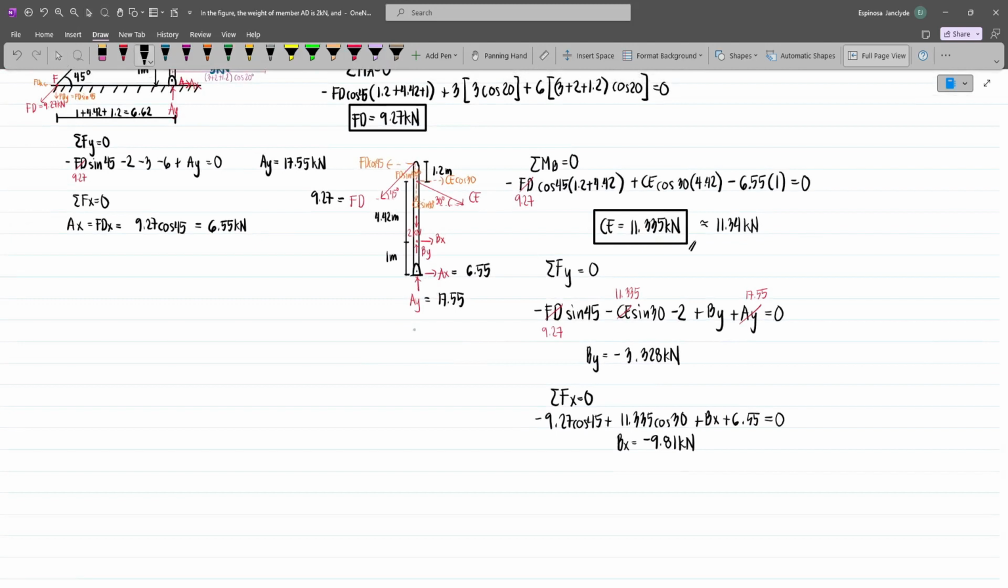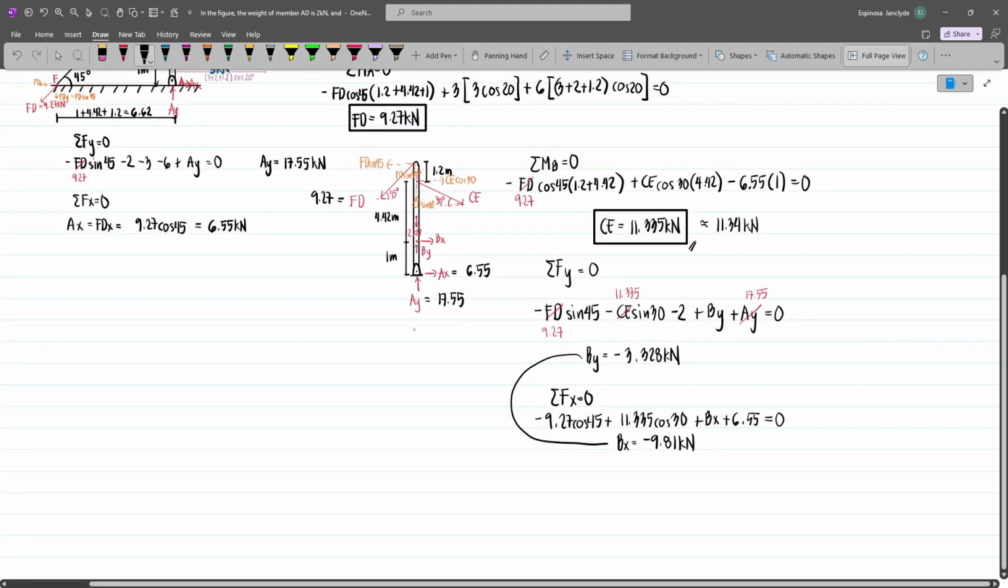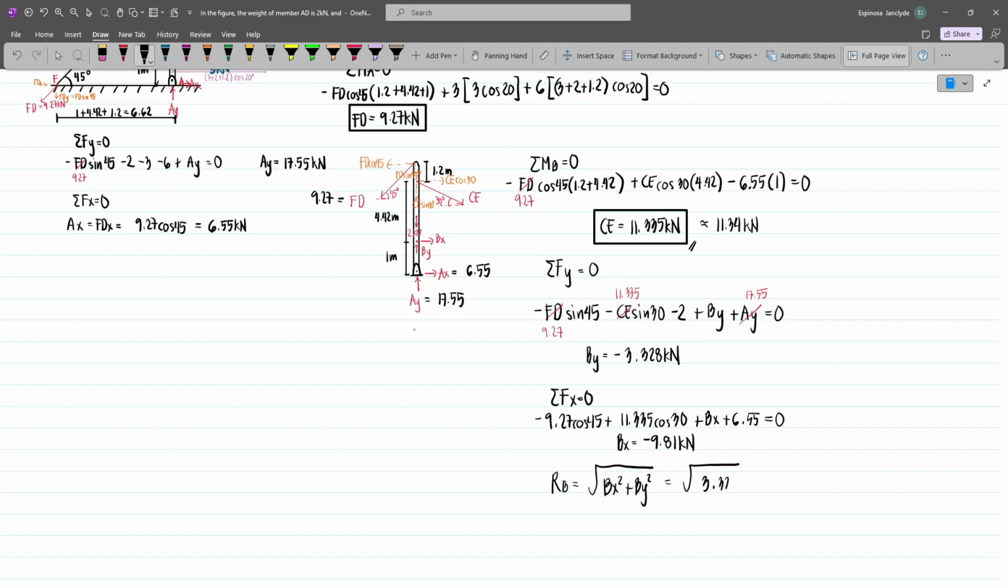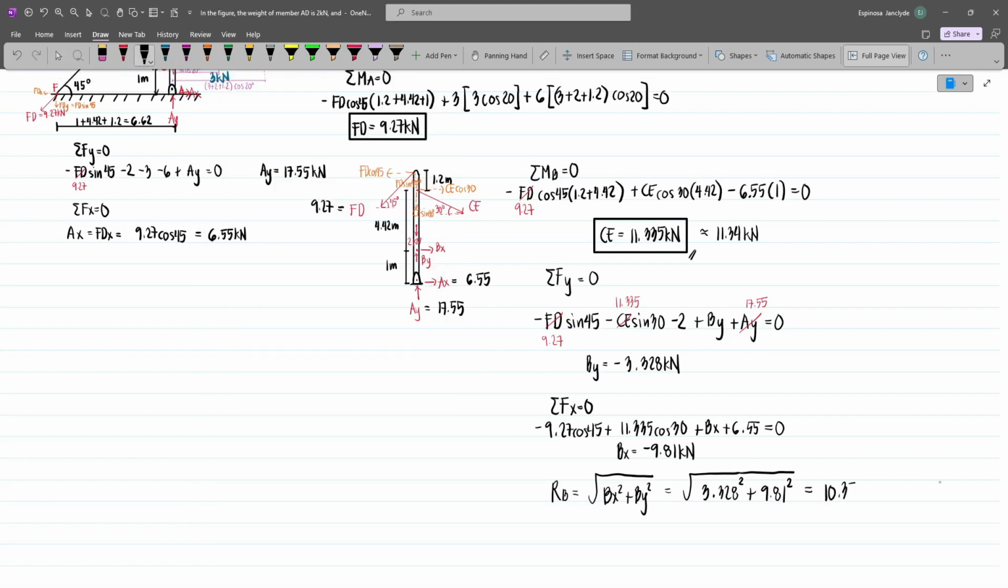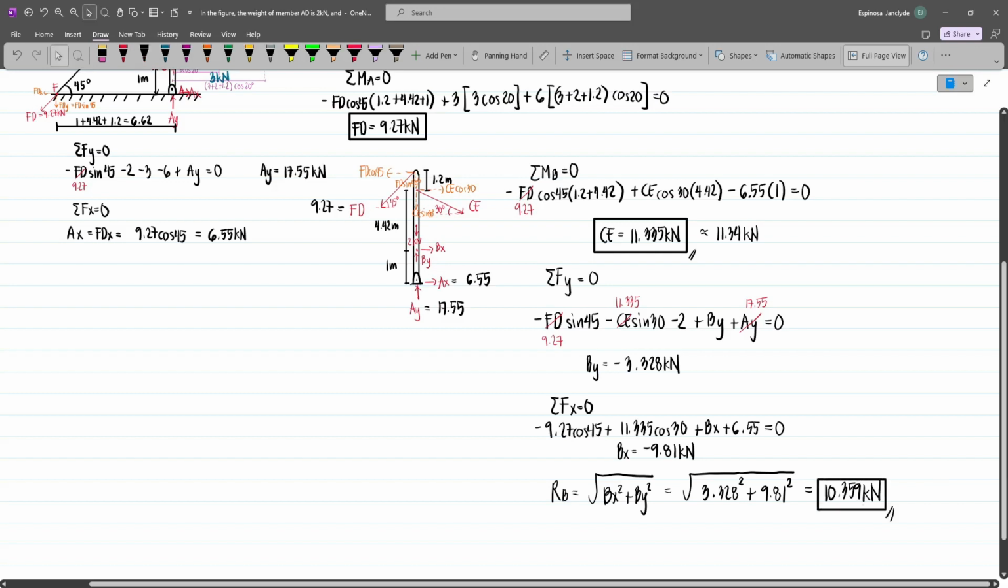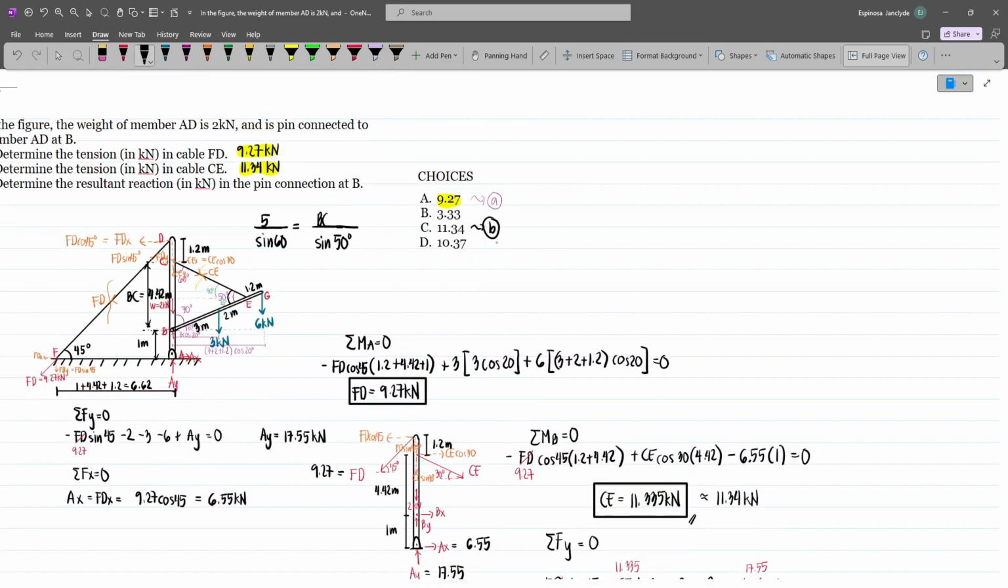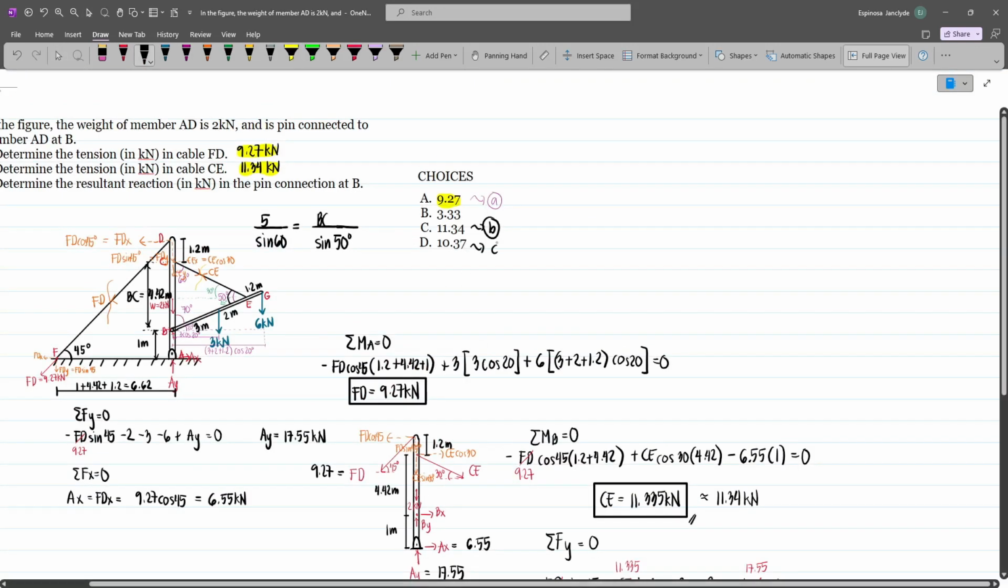And so to find the resultant, kukunin natin yung hypotenuse nito. Now that's simply RB equals square root of BX squared plus BY squared. And so this will be 3.328 squared plus 9.81 squared, which will give us 10.359. So this is 10.359. And so ito na yung sagot natin, which is letter D. And so this is for the question for letter C.